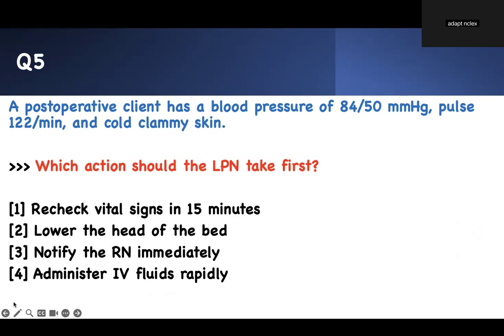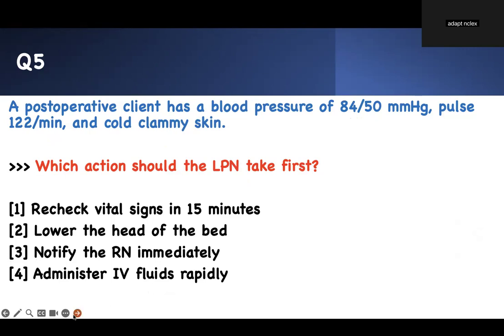Pause the video at any time. Think about it and then put down your answer. But what do you think? I can underline and lead you. I have blood pressure low, pulse is high, skin as a manifestation, and I'm an LPN. What do you think I would do?